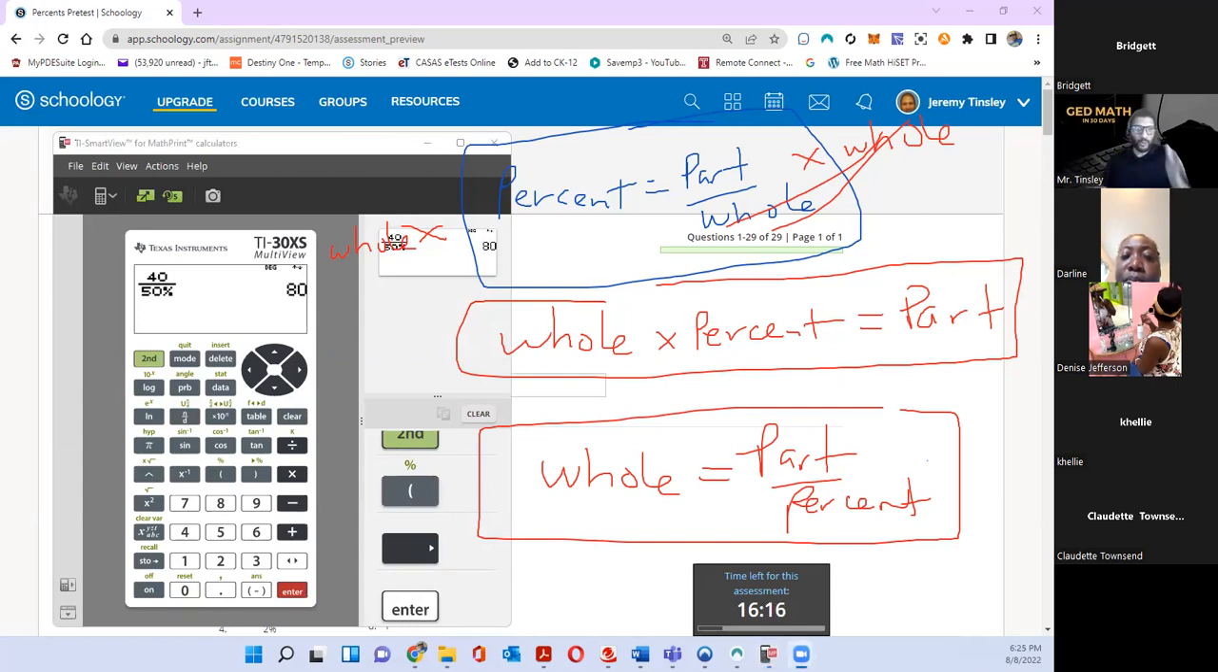So those are the 3 formulas you should know for percent. Actually, it's 4, but these are the first 3. Percent equals part over whole, part equals whole times percent, and whole is equal to part divided by percent. There is one more: increase or decrease, percent increase or percent decrease. That's the last one you should know for percents. Those are the 4 equations you should know.